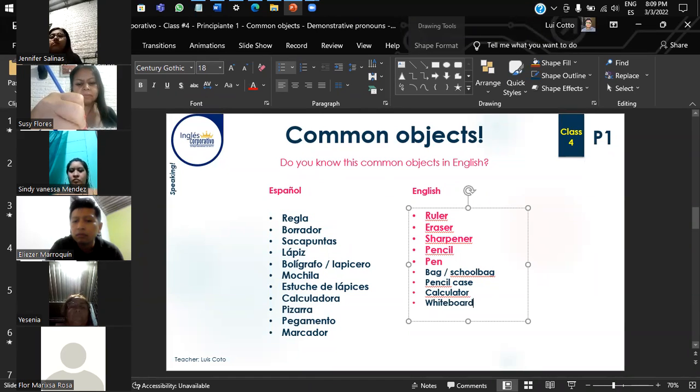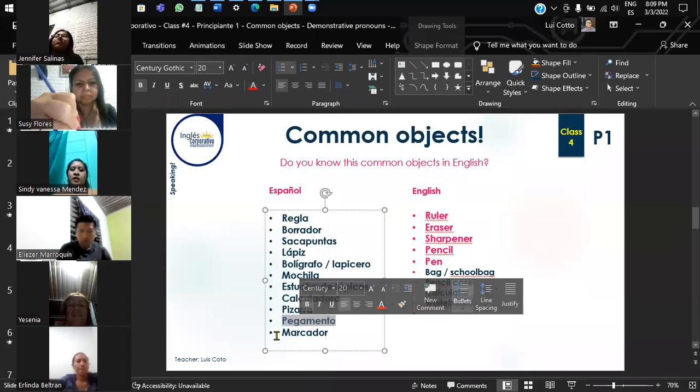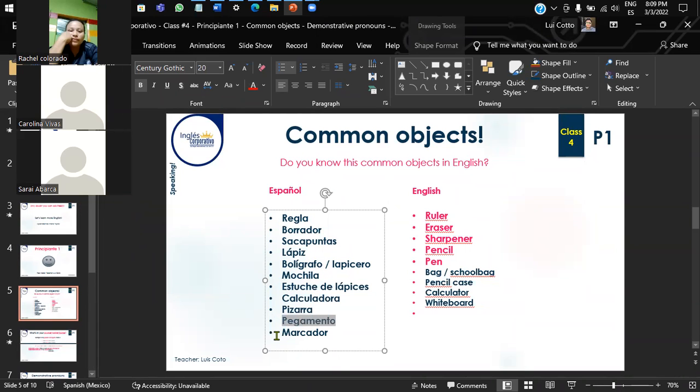Whiteboard. Okay, we now use whiteboards. Ahora usamos whiteboards. Excellent. Next, this object. Who knows it? ¿Quién la sabe? Pegamento. Glue. But in English? Glue. Very easy. Okay, that's the one.